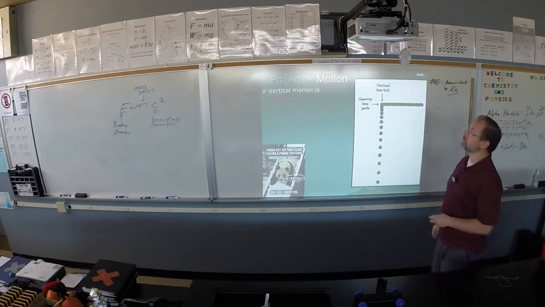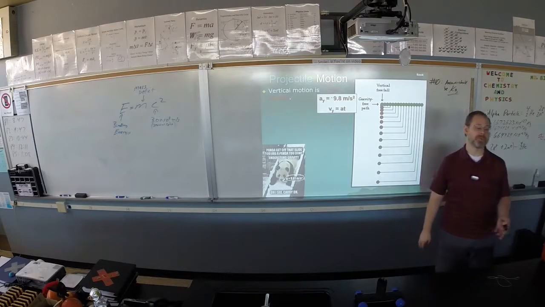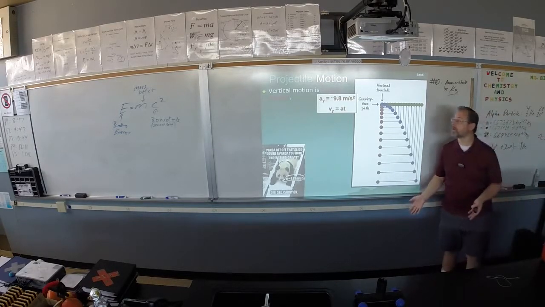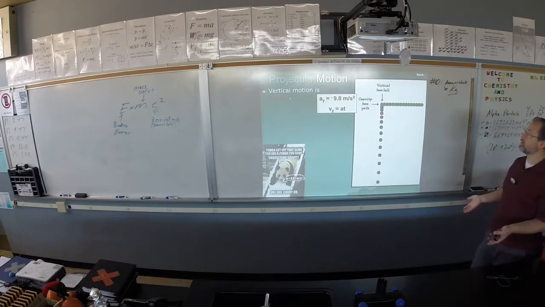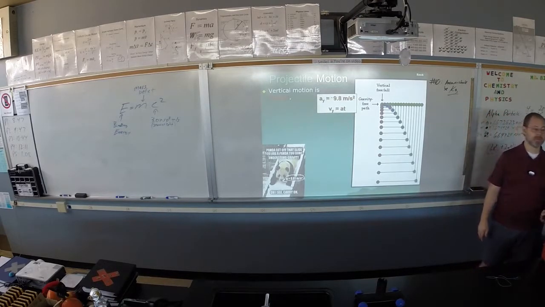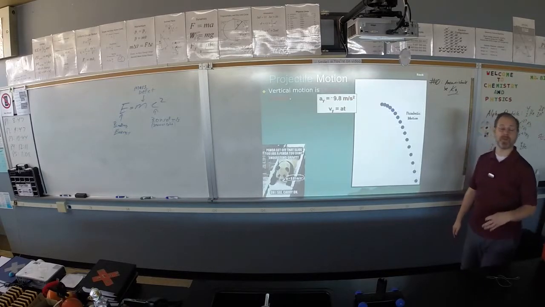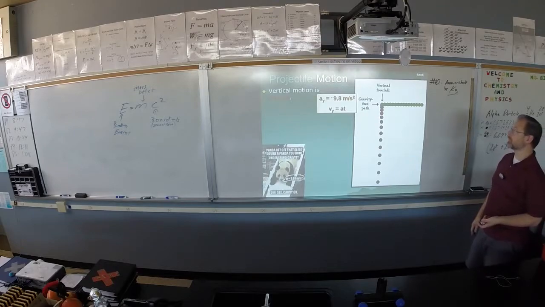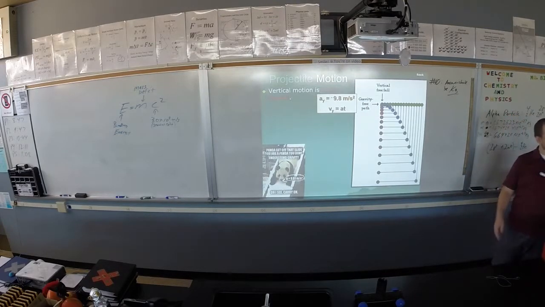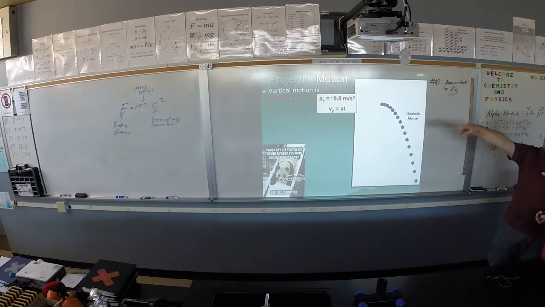So projectile motion has vertical motion that is simple free fall, given using the formula y equals 1/2 at squared. Vy is just at. Simple free fall, just like we learned last week and the week before.